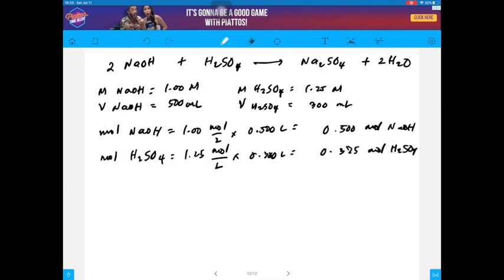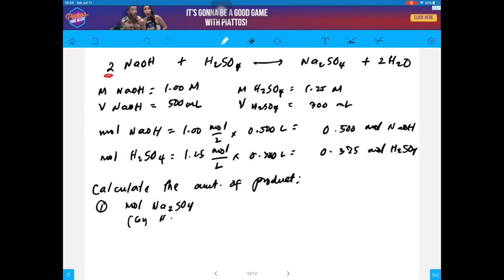But in this reaction, take note that it has a different mole ratio compared to the previous reaction. So first we have to calculate which one is the limiting reagent and which one is the excess reagent using one of the methods that I've taught you before. In this context, I can use the second method and also the first method, but I would like to use the second method this time. So using the value of each reagent, first is moles of sodium sulfate by sodium hydroxide.